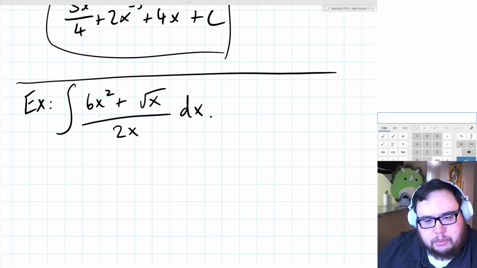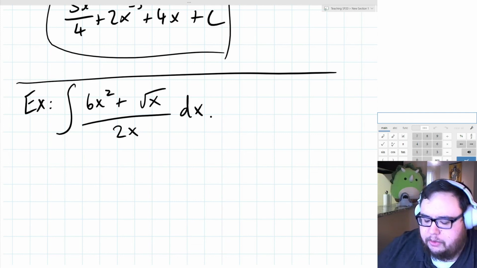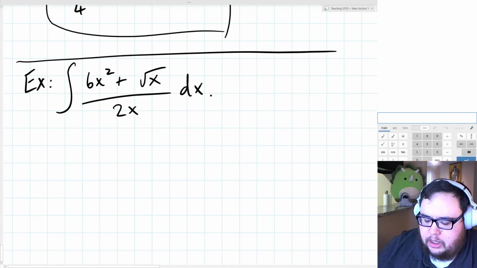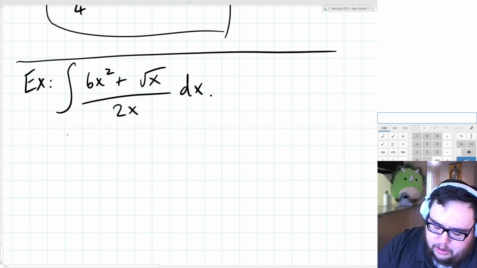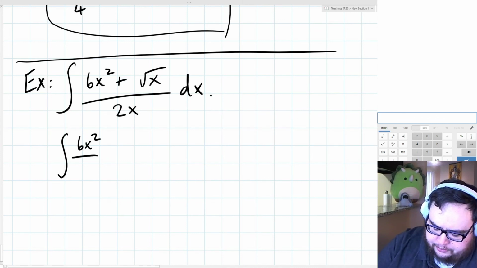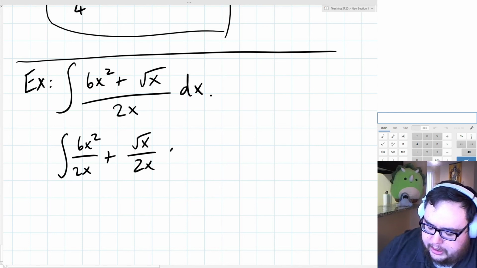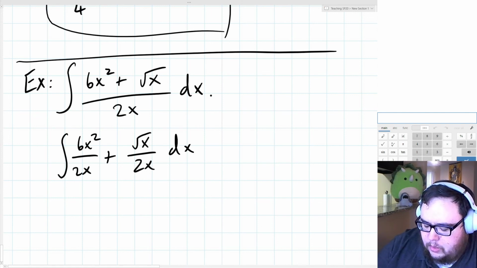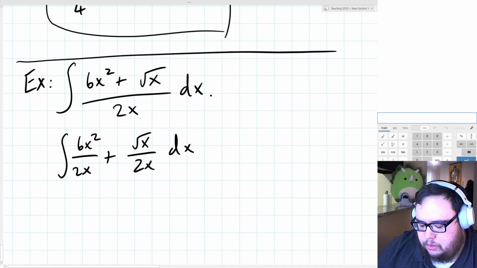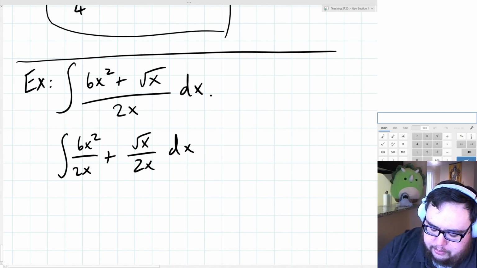And in this case, this is possible by simplifying, right? We can simplify this before we try to tackle it as an integral. In particular, we can simplify it by splitting it up into the sum of two fractions. So the integral of 6x squared over 2x plus square root of x over 2x dx. And we can cancel and simplify these two fractions. Here the 2x and one of the x's cancels, and the 6. And here we can cancel out a square root of x.